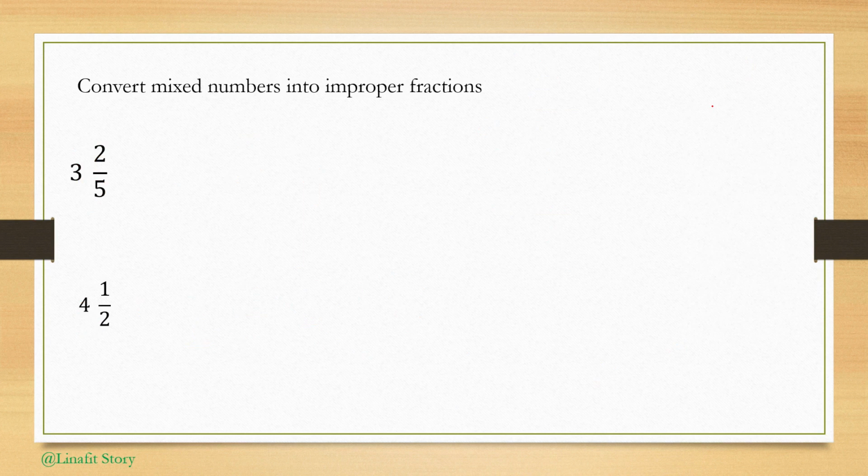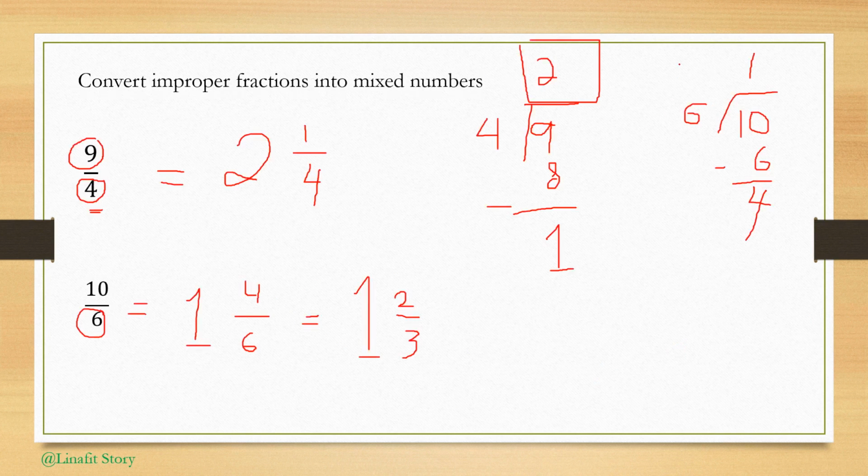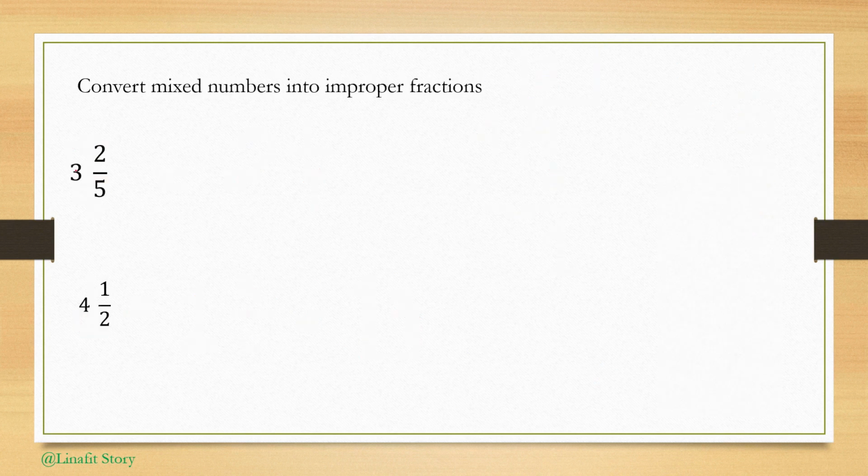Next, how to convert mixed numbers into improper fractions. Over here, 3, 2 out of 5. The whole number is 3. 2 is the numerator, while 5 is the denominator. So how to convert this mixed number into an improper fraction?